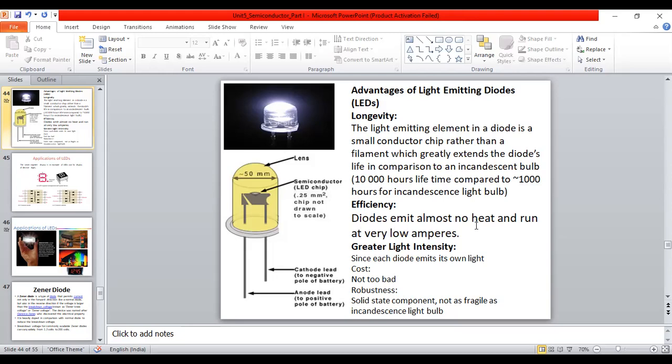Diodes emit almost no heat. Not much heat is produced, and they run at very low temperatures and low current. Great light intensity, since each diode emits its own light. But the disadvantages are more. The cost will be high. Not too bad: robustness. It is a solid state component, not as fragile as an incandescent light bulb.